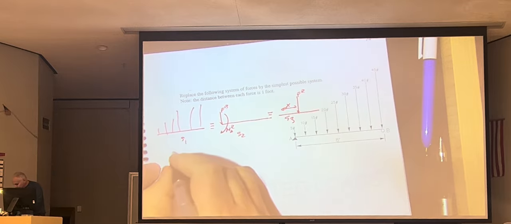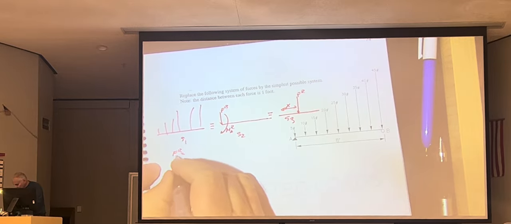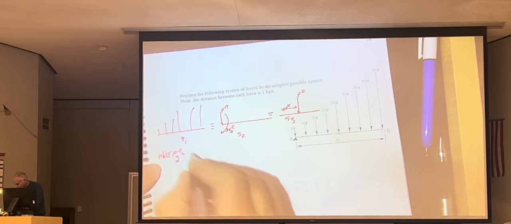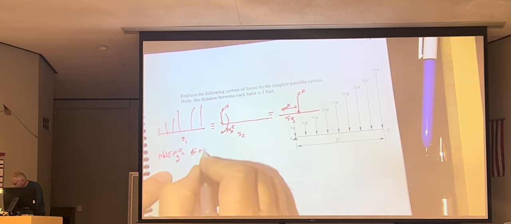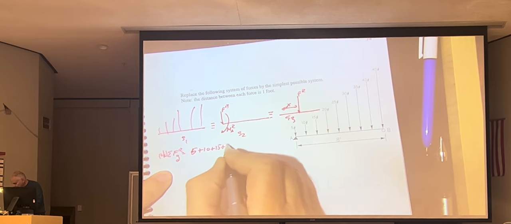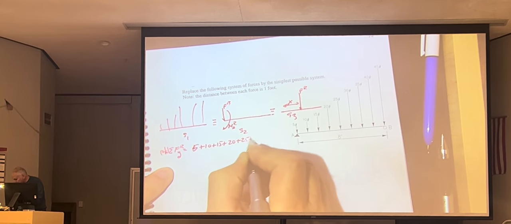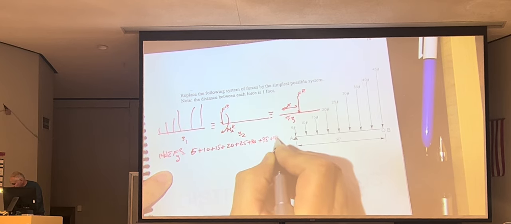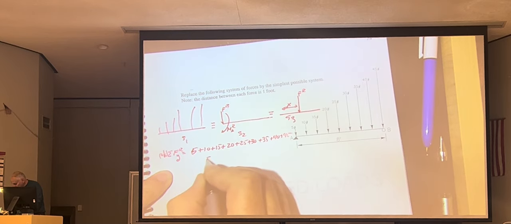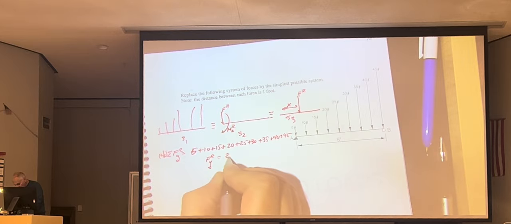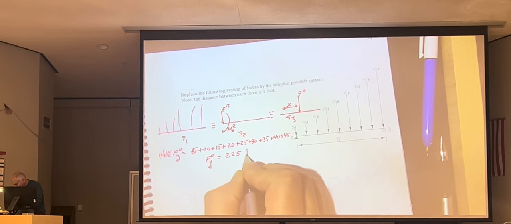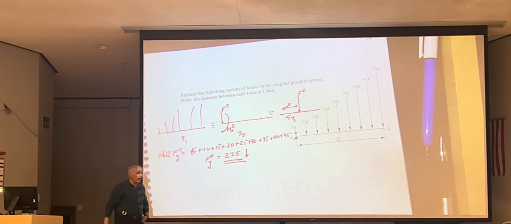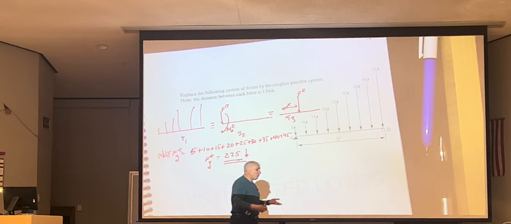What's my single force resultant? In the y, because all the forces are in the y, I'm summing with positive downward. That's going to be 5 plus 10 plus 15 plus 20 plus 25 plus 30 plus 35 plus 40 plus 45. Single force resultant y, 225 downward. That's the single force resultant.